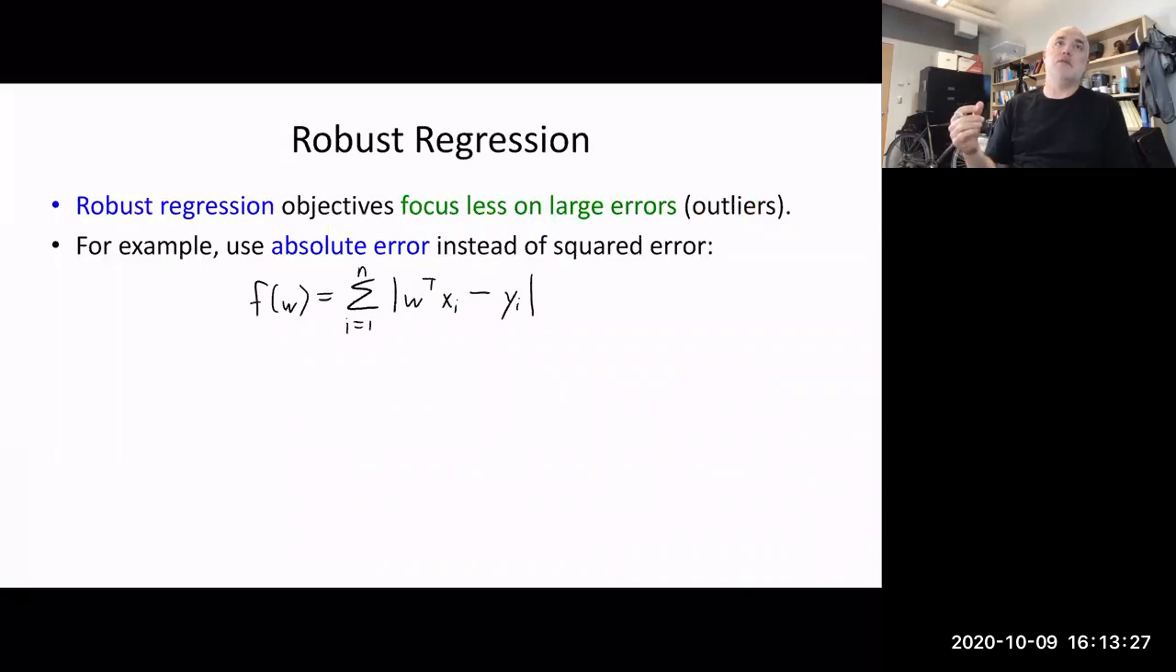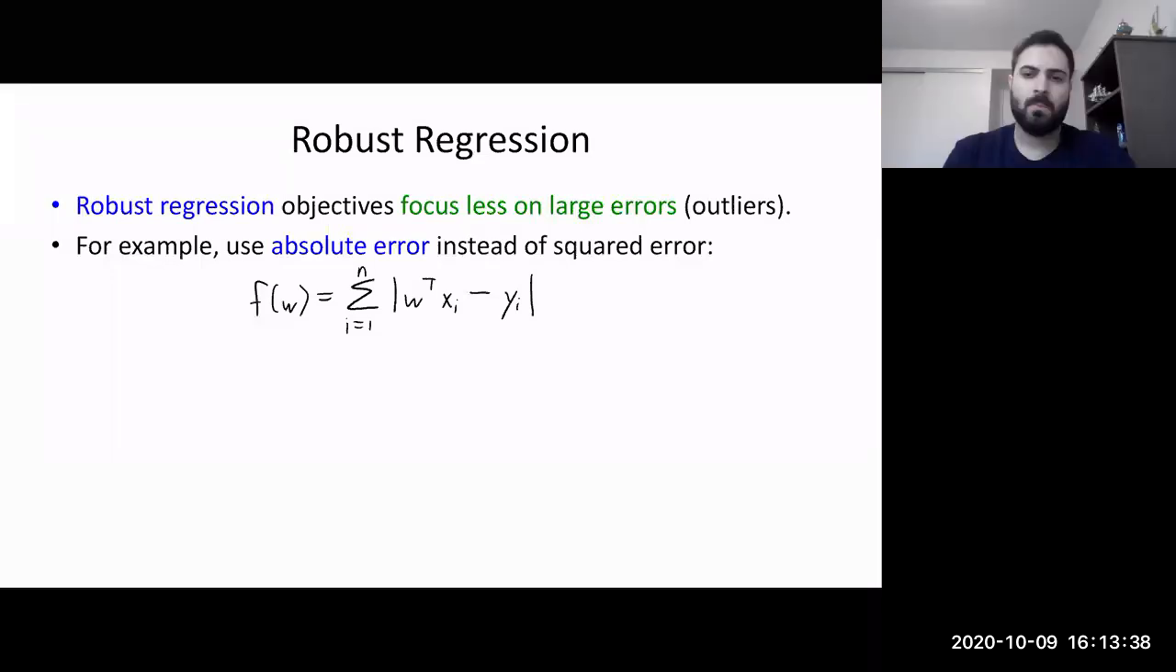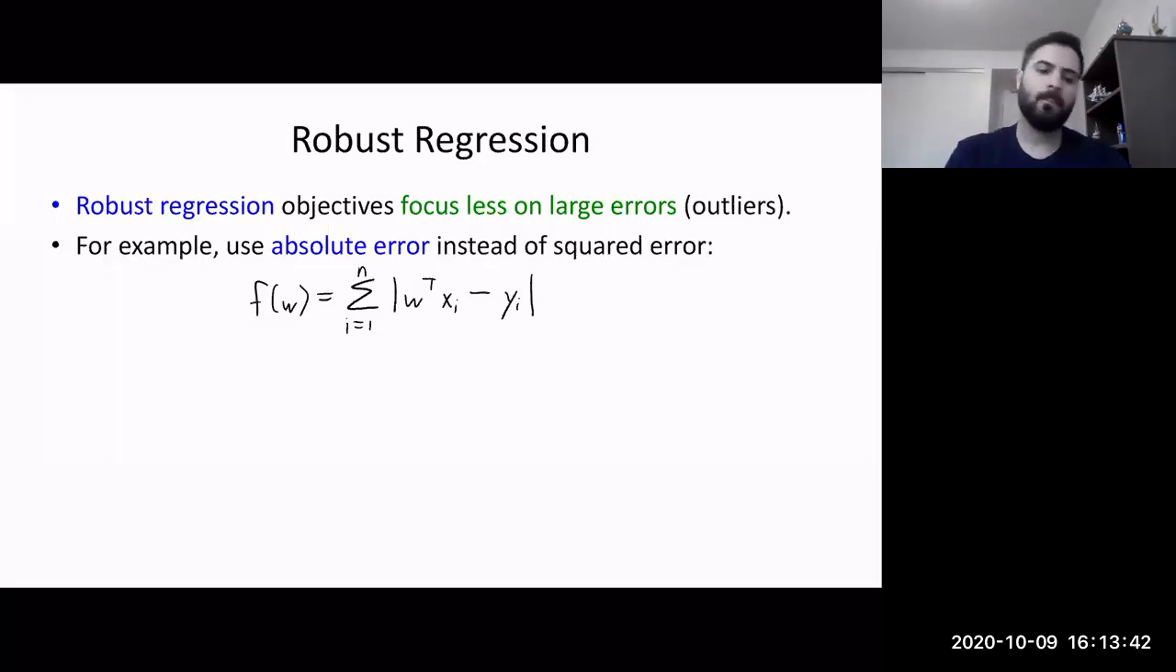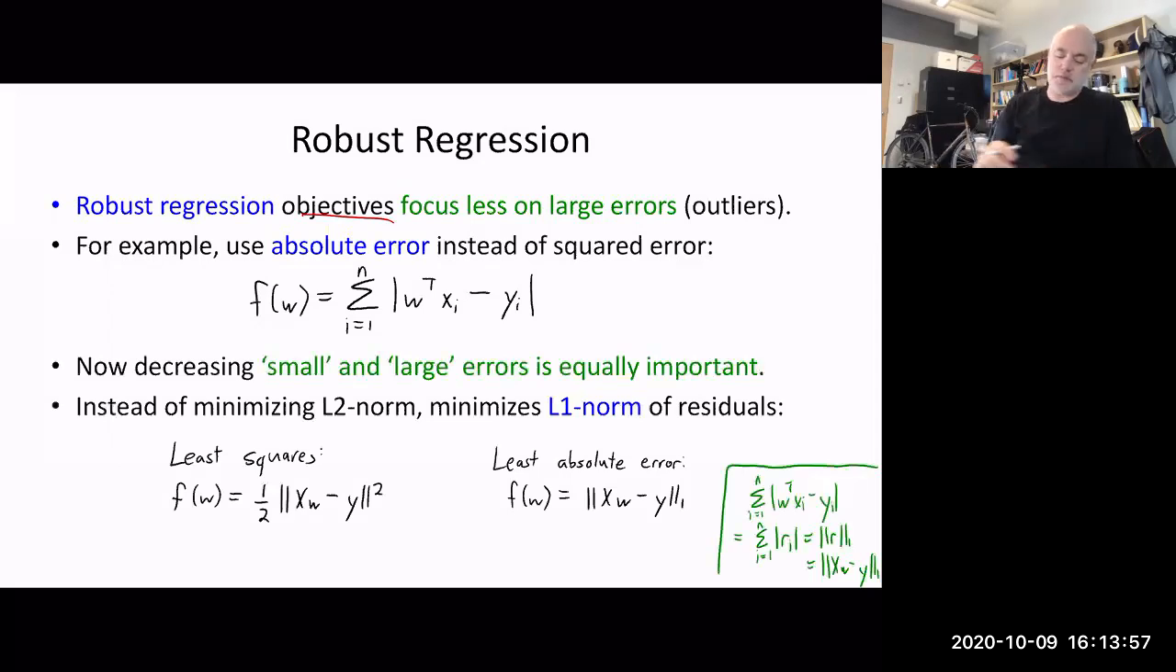Ways to make loss function choices still amenable to optimization, in particular convex optimization using gradient techniques that require the objective to be smooth. So if we want to do robust regression, maybe what we want to do is define an objective that focuses less on the large errors. One thing that we could do is use the absolute error instead of the squared error.